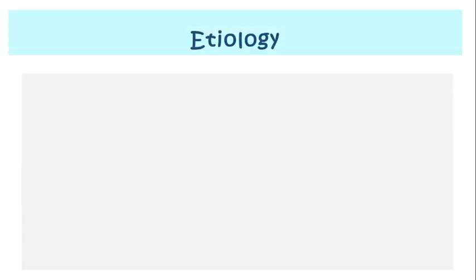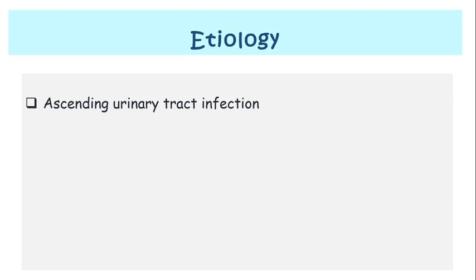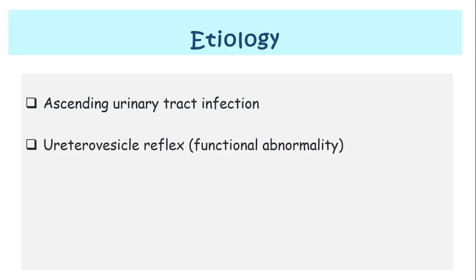So this is the etiology of pyelonephritis. It could be due to ascending urinary tract infection. Most of the time, the microorganisms will enter through the urethra and ascend upwards until they reach the kidney, and in the kidney, they will cause the infection. The other thing is ureterovesical reflux. Now, when I did pediatric surgical disorders, I told you about ureterovesical reflux. Ureterovesical reflux is a functional abnormality that can increase the risk of urinary tract infections.